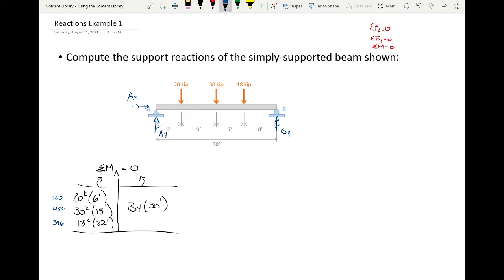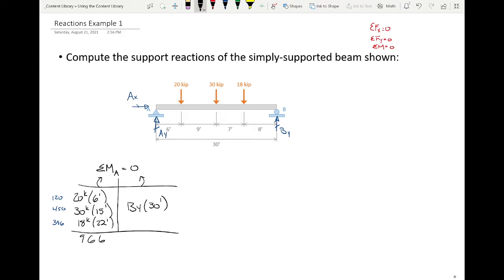All right, so 120 plus 450 plus 396. The 120 and 450, that's 570. What do I got? 966? Did I get that right? I think that's right.